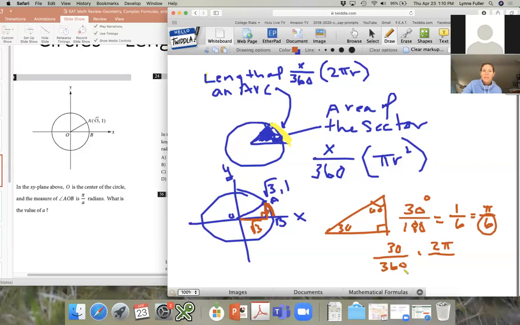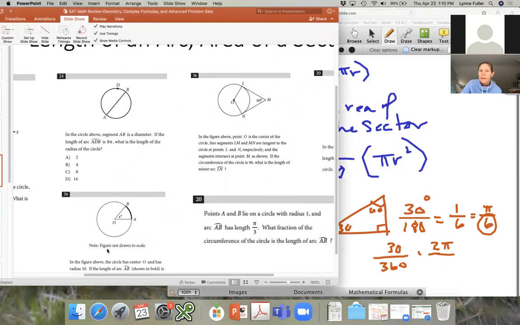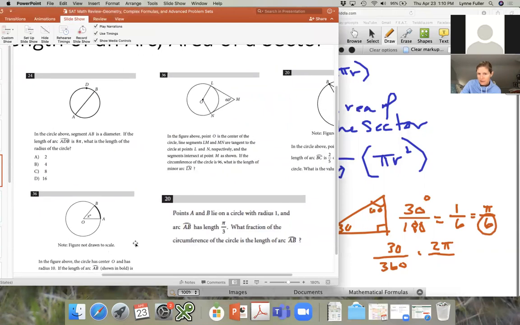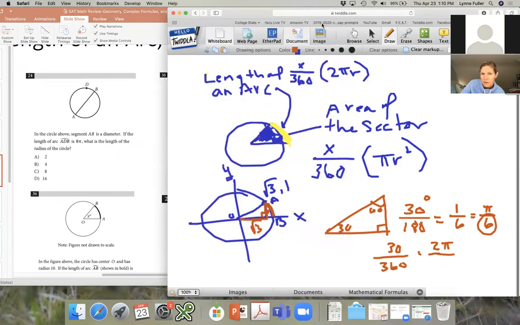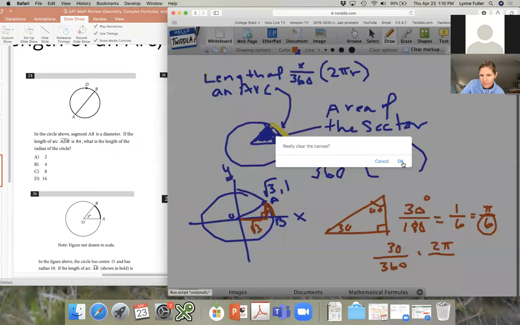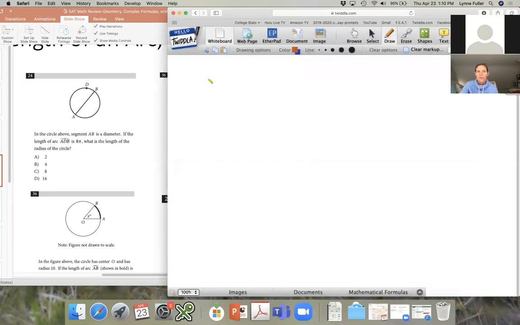Okay, so it's using this concept of length of the arc and area of the sector, but then also applying it to unit circle. All right, so let's talk about straight length of the arc and area of the sector problems. That's what a number of these are about. And if they layer into unit circle, we'll start to get there. Okay, all right, so we're going to look at 24 next.